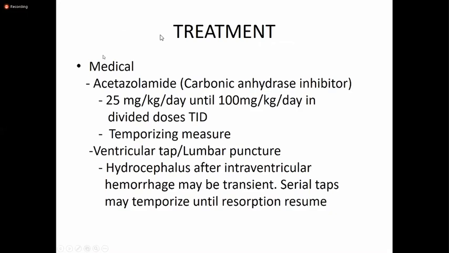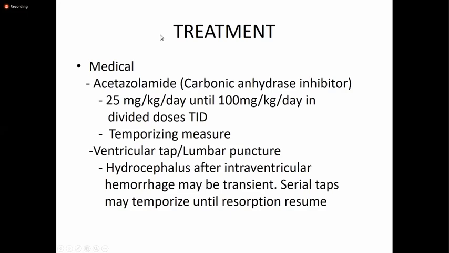So how do you treat the hydrocephalus? There is medical treatment and surgical treatment. How do you treat it medically? There is a drug which is known as acetazolamide, which is a carbonic anhydrase inhibitor. You can give it at the dose of 25 milligram per kg per day, and it should be given in divided doses 3 times a day. The maximum dose is 100 mg per kg per day, and this is the minimum dose, 25 mg per kg per day, and you divide it in 3 times a day. So this medicine is a temporizing measure. This is not a permanent solution for hydrocephalus.